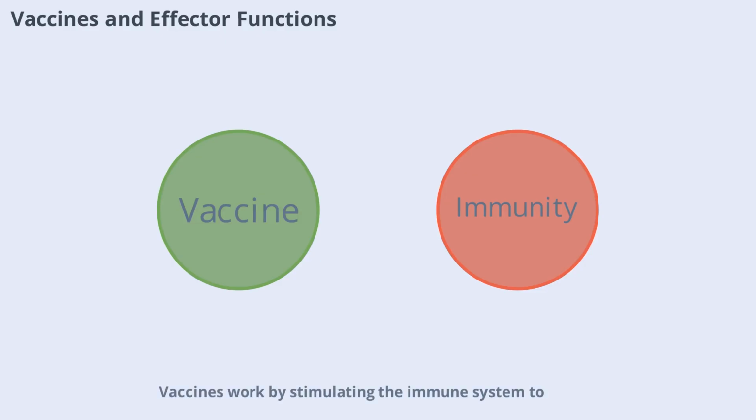Vaccines work by stimulating the immune system to develop memory cells and effector functions without causing disease. This prepares the body to respond quickly and effectively if exposed to the real pathogen in the future.